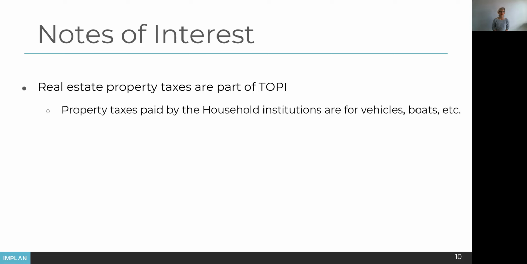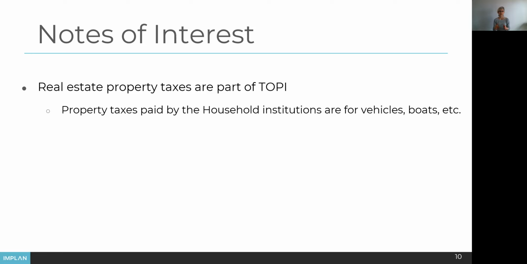Another thing that is surprising folks sometimes is that real estate property taxes are part of TOPI. When we look at the IMPLAN impact tax results, you'll see them broken out by the payer and then the receiver and the type of tax. The payer of these real estate property taxes is going to be TOPI, which is surprising to some folks because TOPI is paid by industries, but in IMPLAN, home ownership is treated as an industry. We have an industry called owner-occupied dwellings, and that represents home ownership. So the real estate property taxes that people pay on their homes are going to be a part of that industry, and so it's going to come out of TOPI.